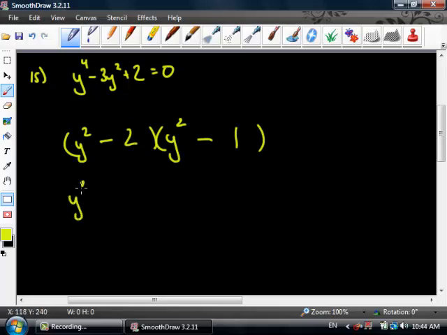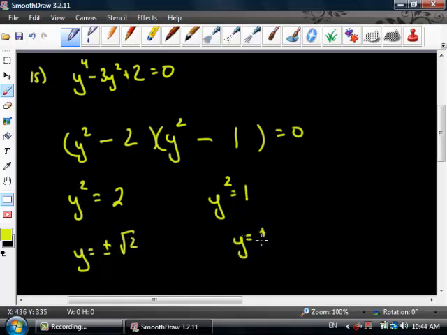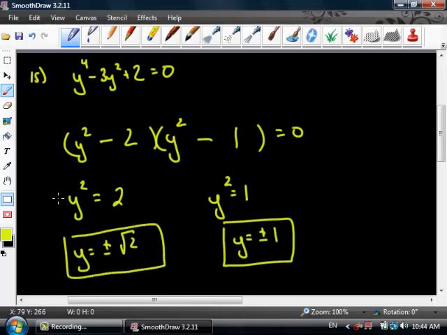So y squared equals 2. Y squared equals 1. Don't forget all that equals 0. So y should equal plus or minus root 2. Y should equal plus and minus 1. Okay, we just took the square roots of both sides.